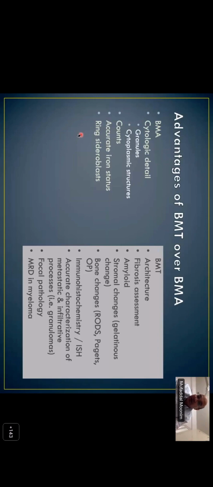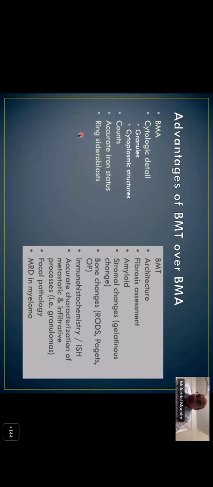You can identify stuff like amyloid, stromal changes like gelatinous changes. You can identify changes occurring to bone, like say renal osteodystrophy, Paget's disease, osteoporosis, that sort of thing. The brilliant advantage of the bone marrow biopsy is that you can do immunohistochemistry or ISH, which in relation with architecture gives you a lot of very, very important information.